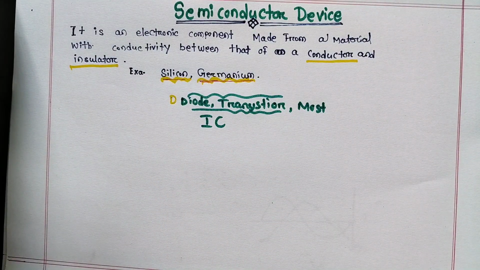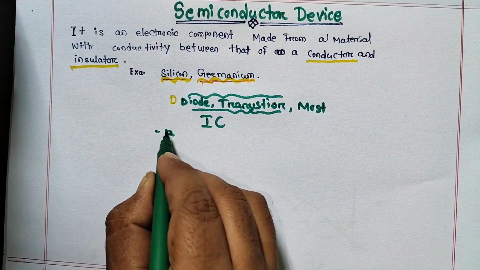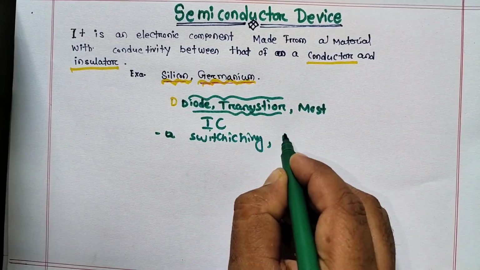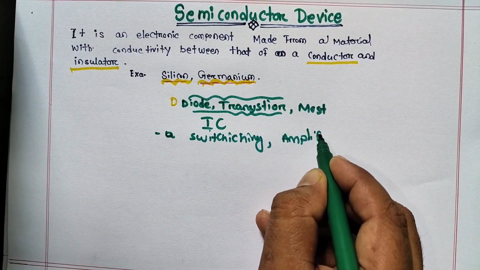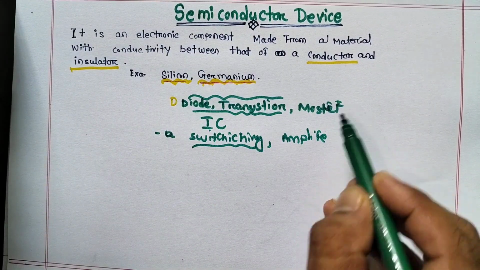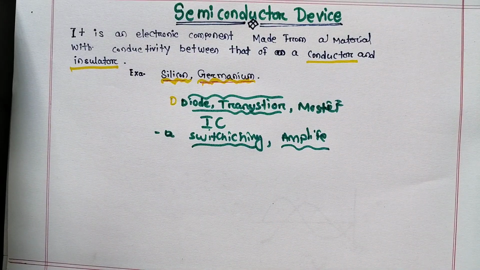This is the most basic or major component you can use. What is the function of this device? We can make a switching circuit and an amplifier circuit. A switching circuit can be made using a diode and a transistor. An amplifier can be made using an op-amp, which is also a semiconductor device, due to this variable conductivity property.